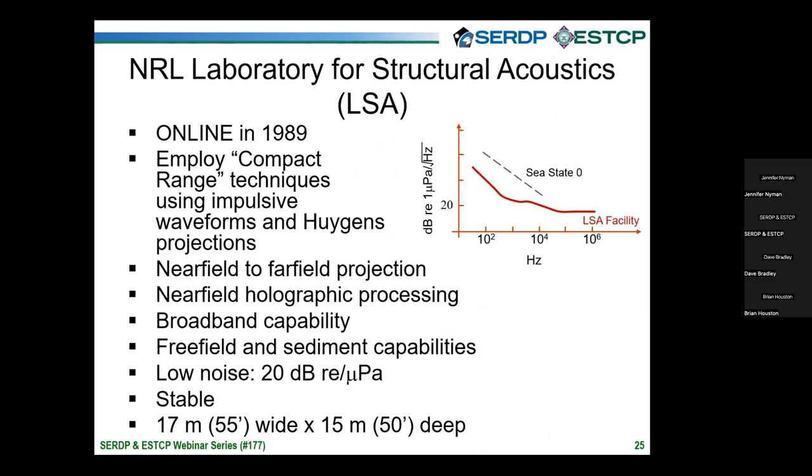So in slide 25, I just introduced this laboratory for structural acoustics, which NRL brought online in 1989. It employed compact range techniques and what I call a Huygens-based approach, where we could basically measure things at the very close range of an indoor laboratory and be able to project those responses, those angular responses, to any point from the measurement range all the way out to the far field.